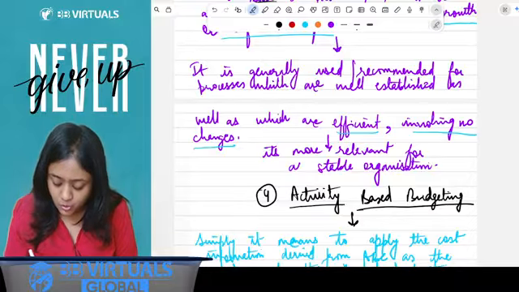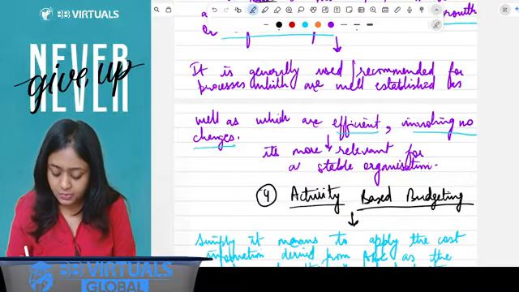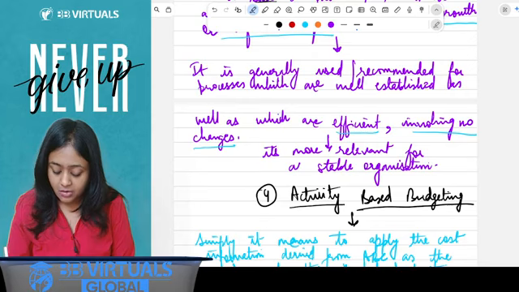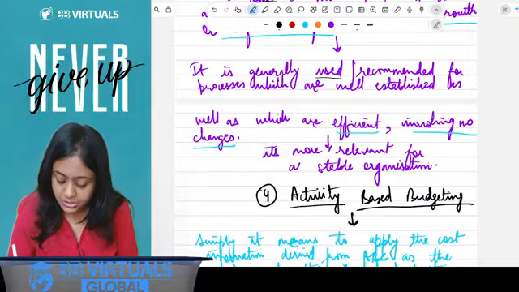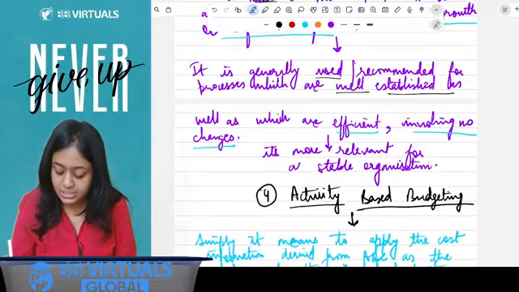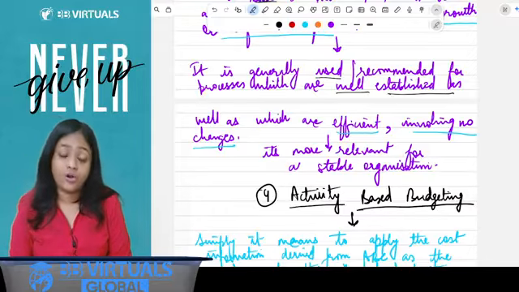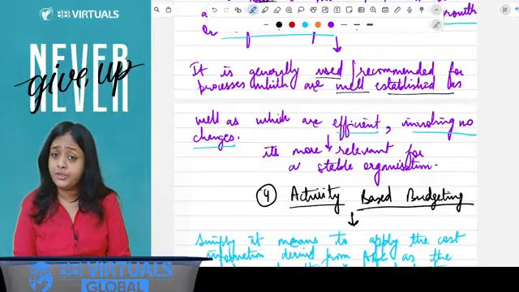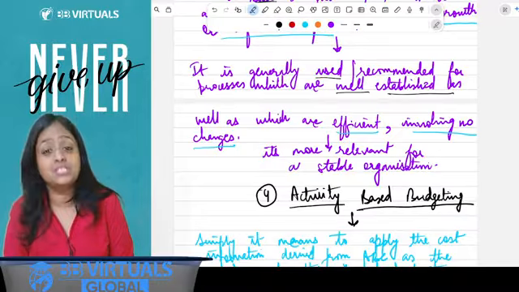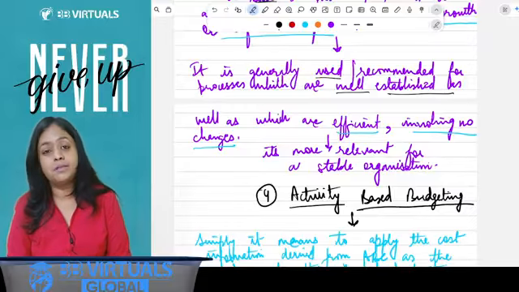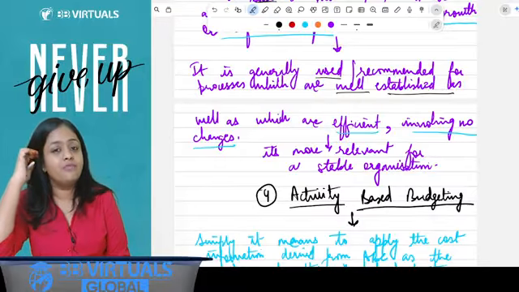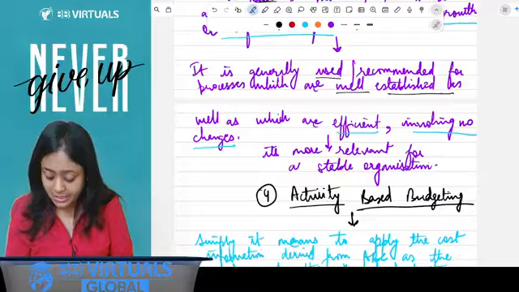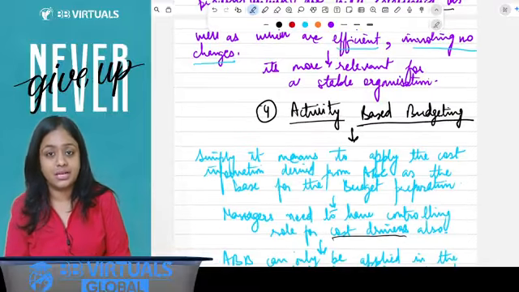It is generally used or recommended for processes which are well established, as well as efficient and involving no changes. Of course, if they involve a lot of changes, they are inefficient, and every expenditure has to be justified, then incremental budgeting is not relevant. It is generally relevant for the expenses which are recurring and which we do not expect much change. So it is more relevant for a stable organization.